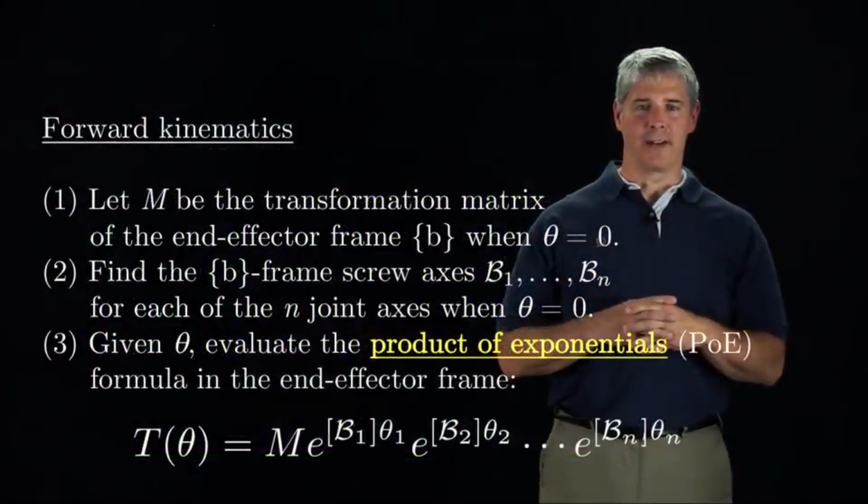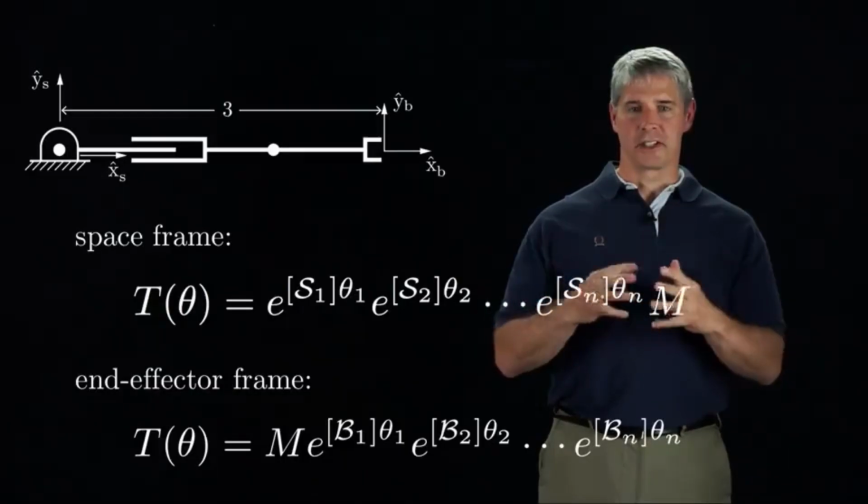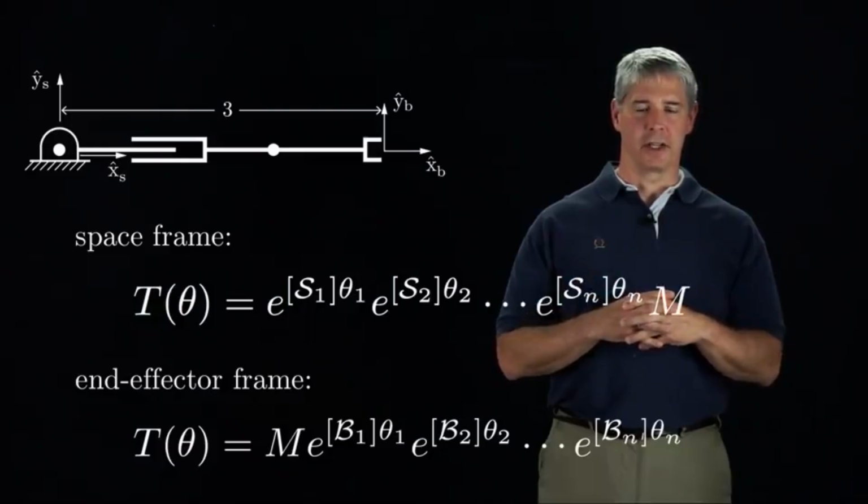Comparing the two product of exponentials formulas in the S-frame and the B-frame, the major differences are the frame of representation of the screws and whether M is on the right side or the left side of the sequence of matrix multiplications.